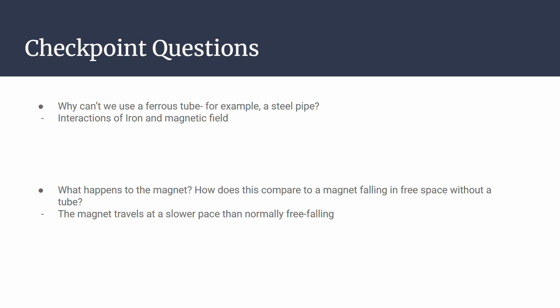And then what happens to the magnet? How does it compare to the magnet falling through space? The magnet is falling at a slower pace than the free-falling magnet.